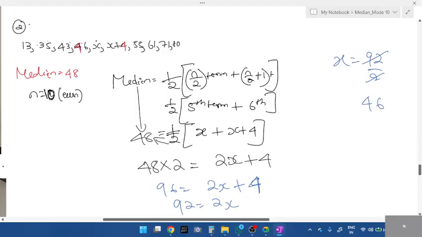In place of x, write 46. Next, what is the next value? 46 plus 4, 50. Tell me which value is repeated more number of times, students. So what is mode? Mode is equal.